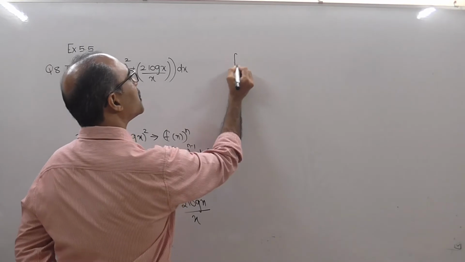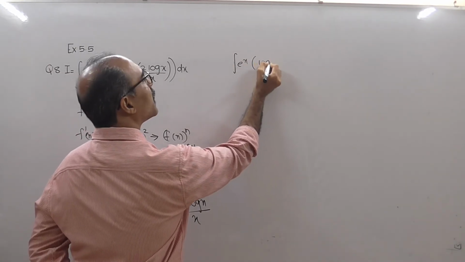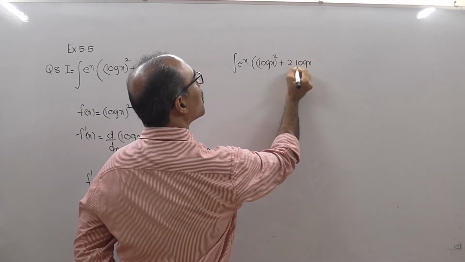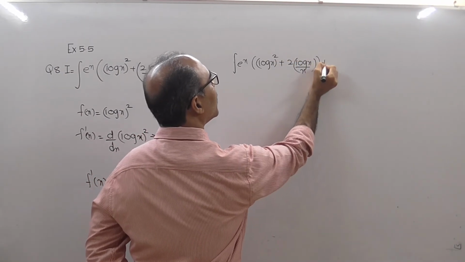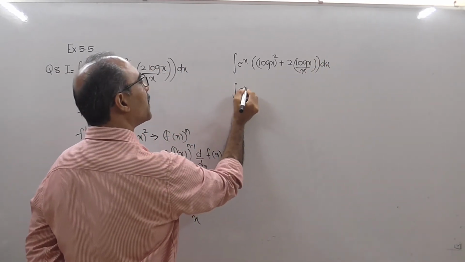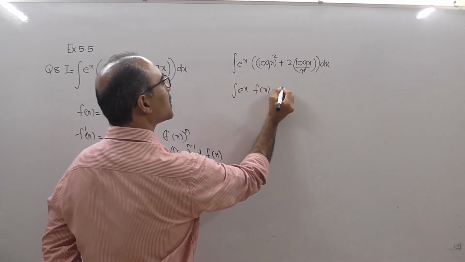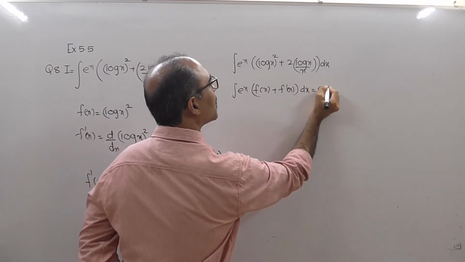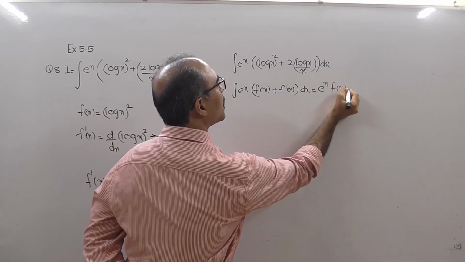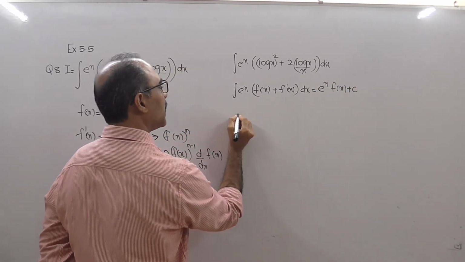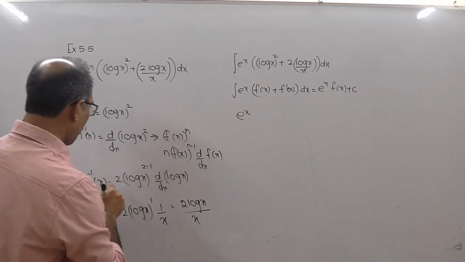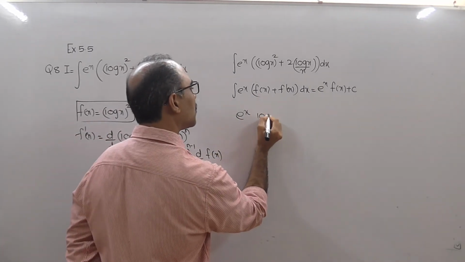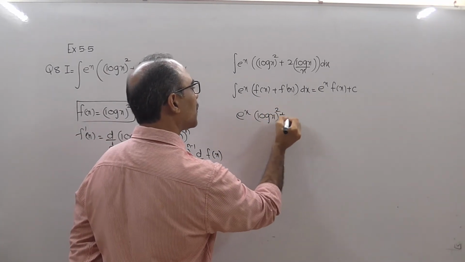So I'll copy the question. This is e raised to x times ((log x) the whole square plus 2 log x upon x) dx. This is in the form of integration of e raised to x times (f of x plus f dash of x) dx, the answer being e raised to x f of x plus c. So the answer will be e raised to x times (log x) the whole square, plus c.